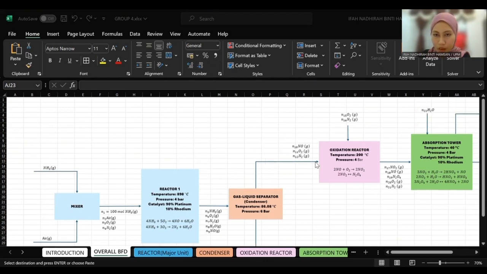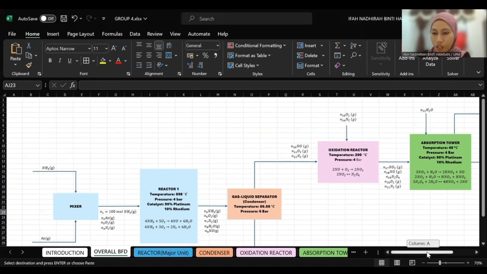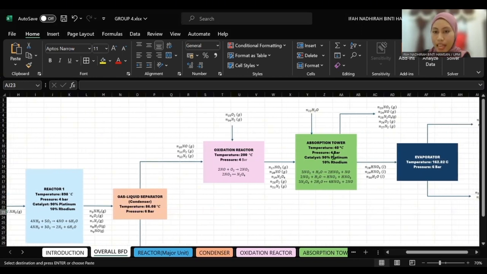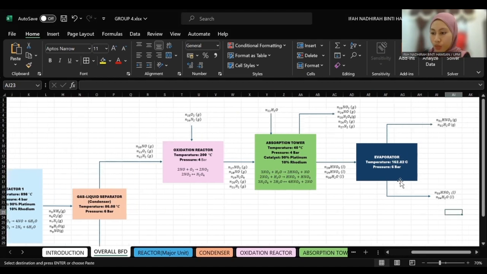Then, in stream 2, nitric oxide needs to be oxidized into nitrogen dioxide in the second reactor, which we know as the oxidation reactor. Next, this is an important unit for the production of weak nitric acid, which is the absorption tower, where nitrogen dioxide will react with water to produce nitric acid. Based on our research, the absorption tower can only produce 40% to 50% nitric acid. So, we decided to put an evaporator unit to achieve 70% nitric acid by boiling point temperature.